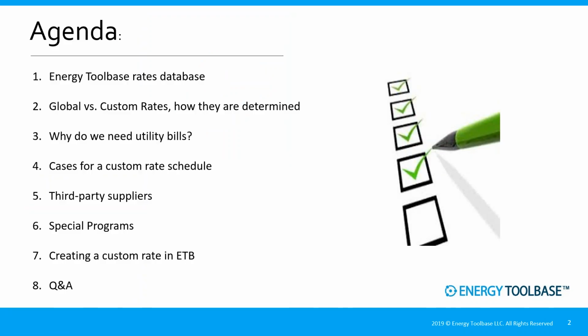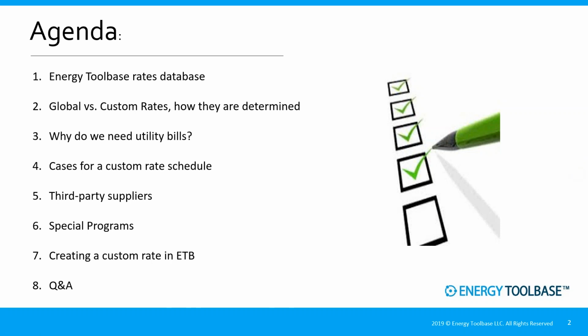So here's a quick look at today's agenda that we're going to be covering. We are going to start with global rates. Global rates are different than custom rates, so we'll be showing you the variances between the two, and we're also going to be going over when and why you would need a custom rate and what we need from you in order to make that happen. Special programs and third-party suppliers, those can also get pretty tricky, so we're going to be highlighting those instances as well. Then Julia is going to jump into the Energy Toolbase platform to show you how to create a custom rate from a global rate in our platform.